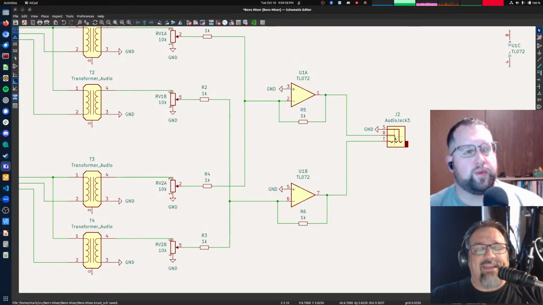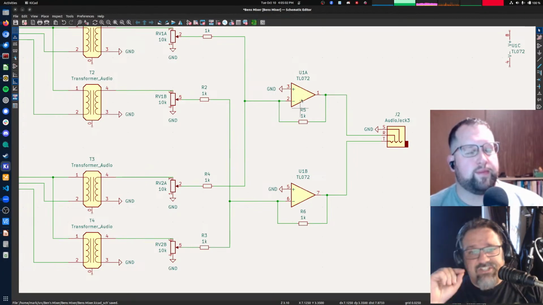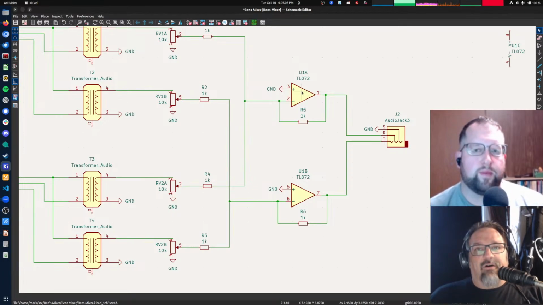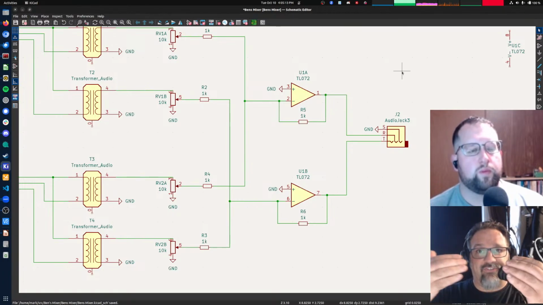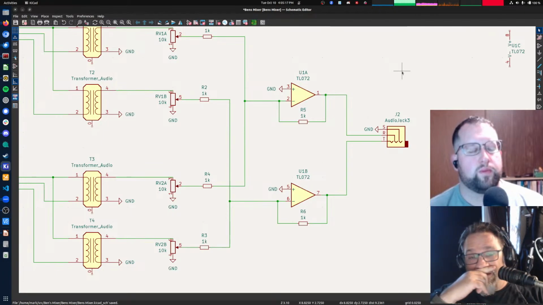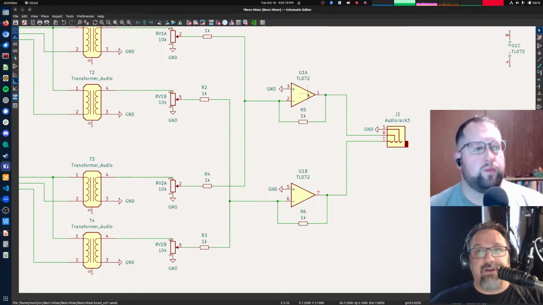The point of that being that you can use just about any audio amplifier, just about any op amp here, because pretty much all op amps would be able to drive those loads. Like in the absolute worst case, if they're both 600 ohms and you put them in parallel, that's going to be a 300 ohm load. Those op amps will be able to drive a 300 ohm load.